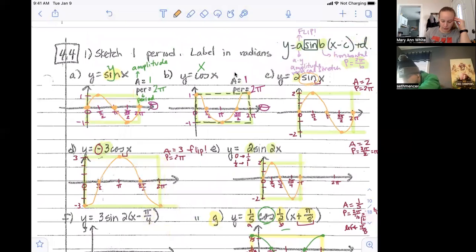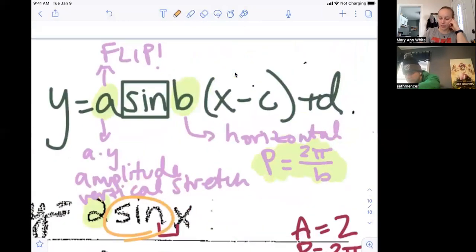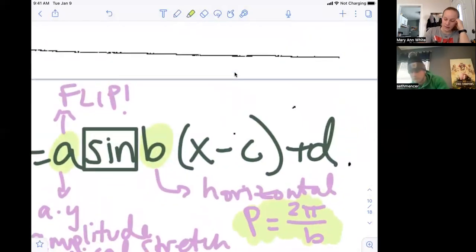Okay, the last problem we're going to do is letter F, and it says y equals 3 sine 2 times x minus pi over 4. This minus pi over 4 is my c. So we haven't talked about c yet, but c is a horizontal shift. It's where I'm moving left or right.